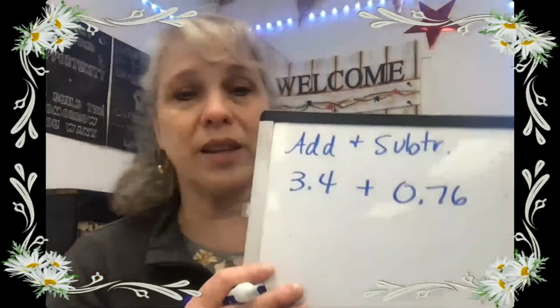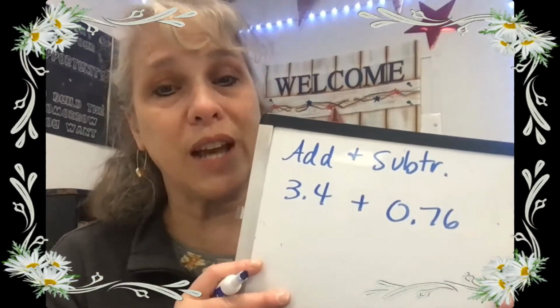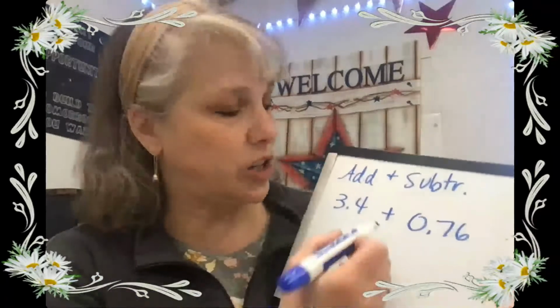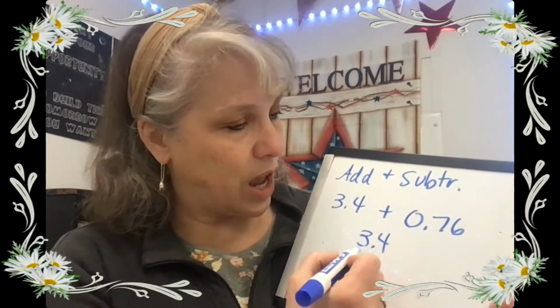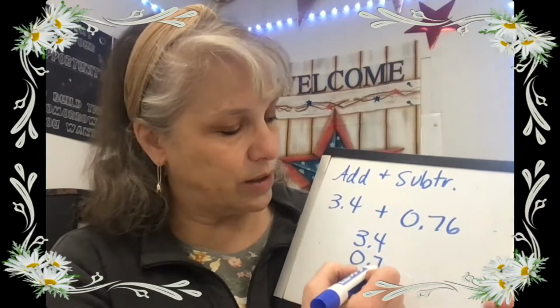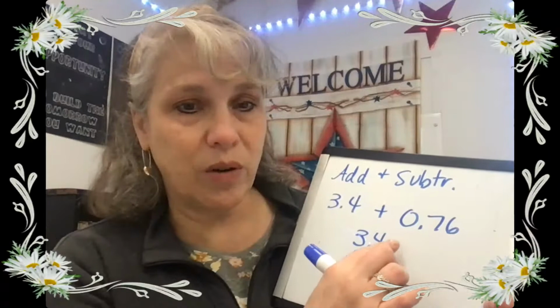I'm going to share a little bit about adding and subtracting decimals. Okay, so if I had 3.4 plus 0.76, the rule for adding and subtracting is to line up the decimals. No matter how many digits there are, the decimals line up. Okay, so you can see that I don't have a 0 here.